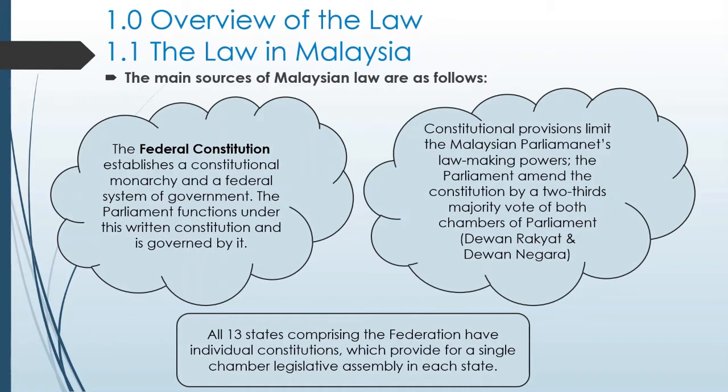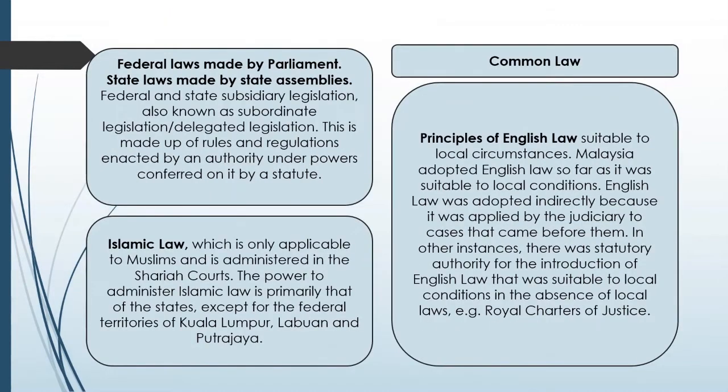All 13 states comprising the Federation have individual constitutions which provide for a single-chamber legislative assembly in each state. Federal laws are made by Parliament, and state laws are made by state assemblies. Federal and state subsidiary legislation, also known as subordinate legislation or delegated legislation, is made up of rules and regulations enacted by an authority under powers conferred on it by a statute.